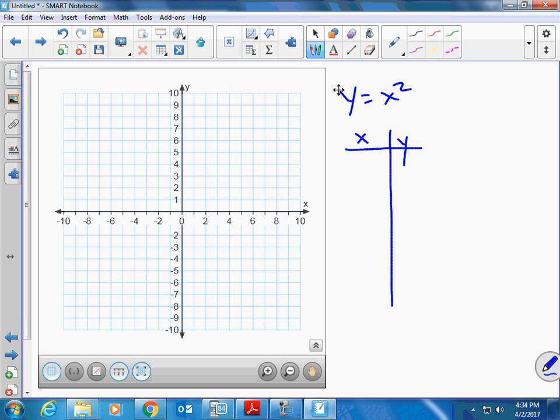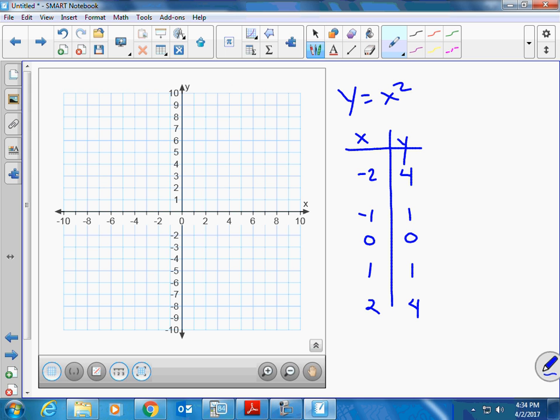So let's just say I plug in a -1. When x is -1, -1 times -1 is +1. Let's go further back. What if x is -2? -2 times -2 is +4. When x is 0, 0 squared is 0. 1 squared is 1. 2 squared is 4. I'm going to rearrange these just for ease of writing. We'll make that -1, -2.